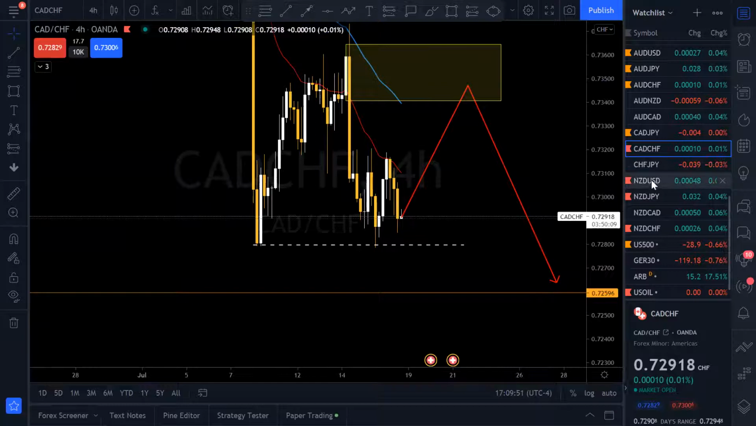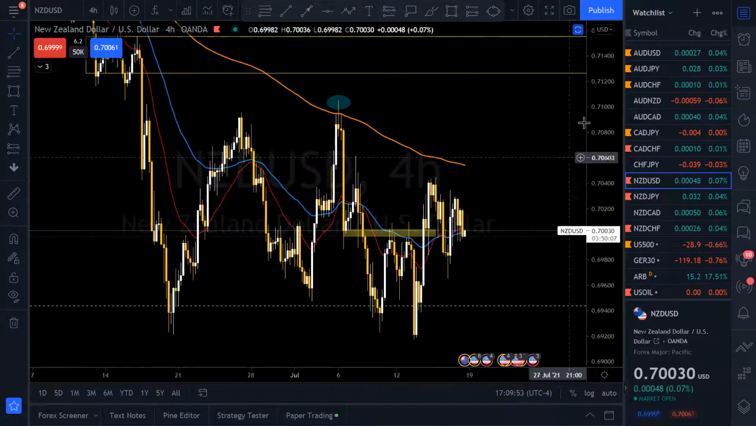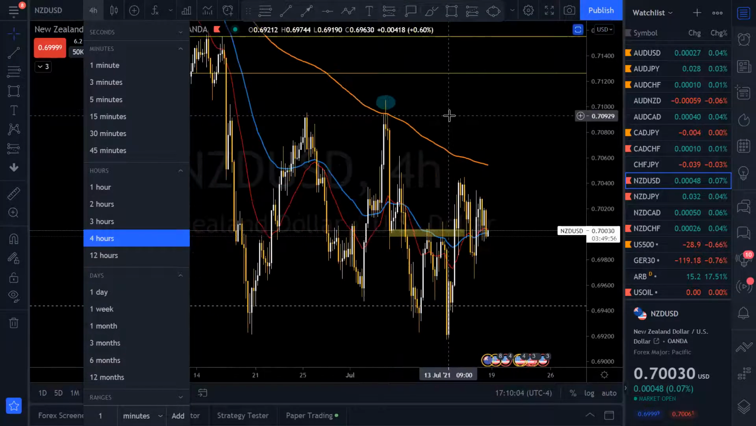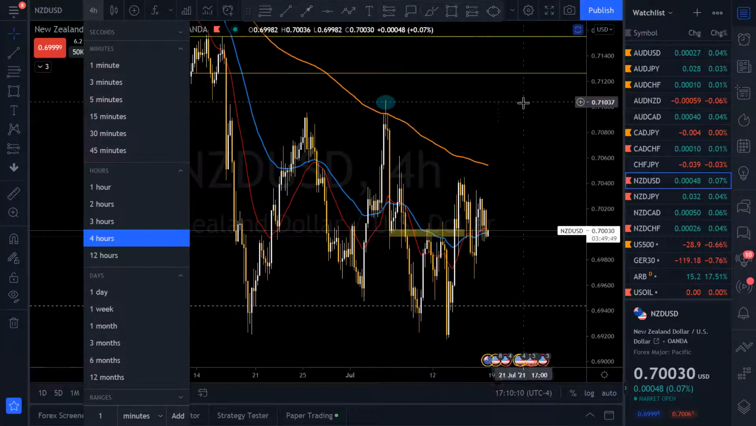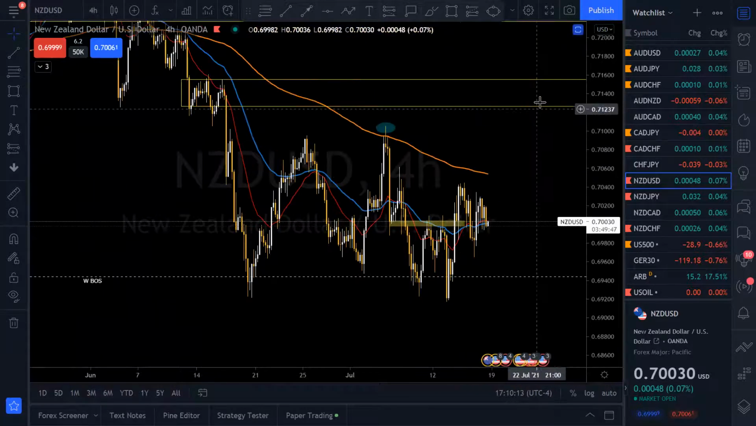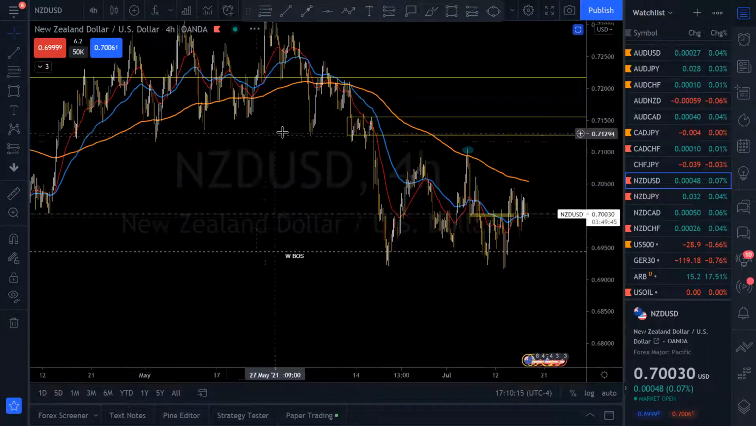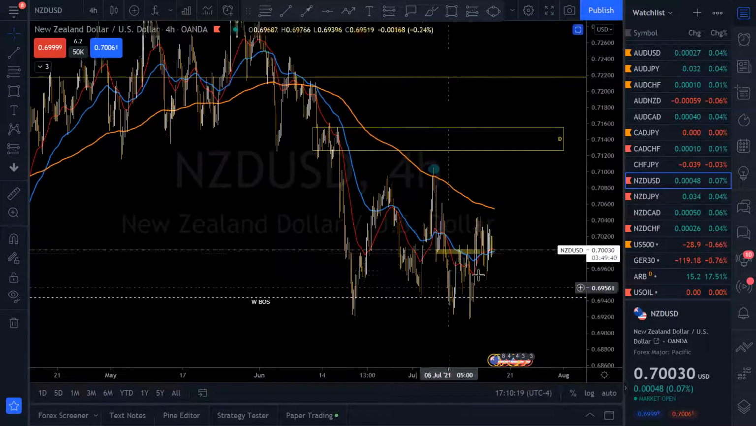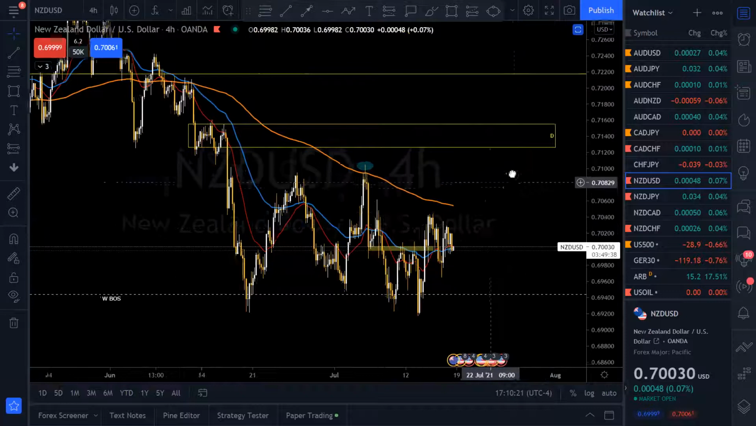All right, next, New Zealand. We're going to the New Zealand pairs. I'm looking at the New Zealand pairs with an eye on that US dollar. Okay, there was a lot of positive news. There's some positive news interest rate wise for the New Zealand dollar, and that against the USD, I don't know.